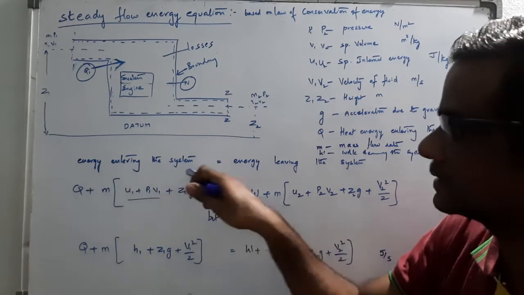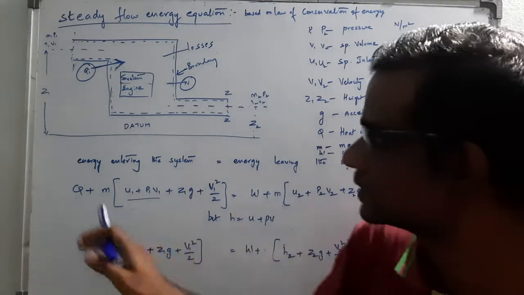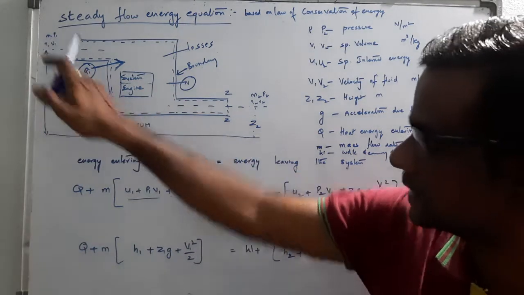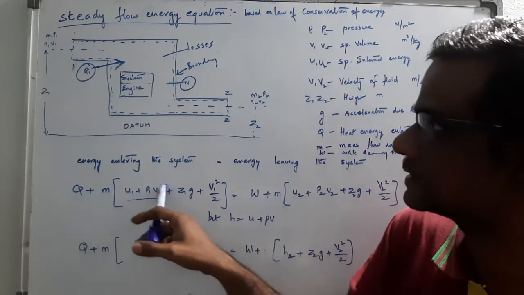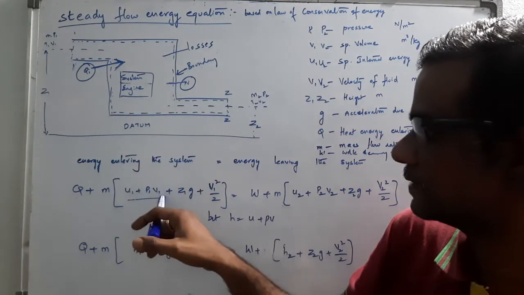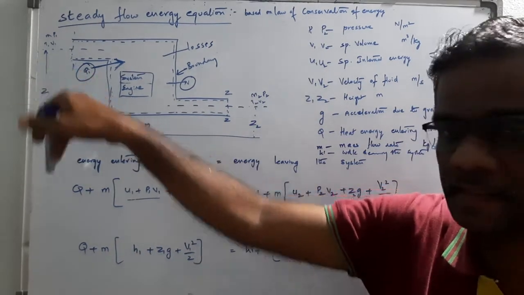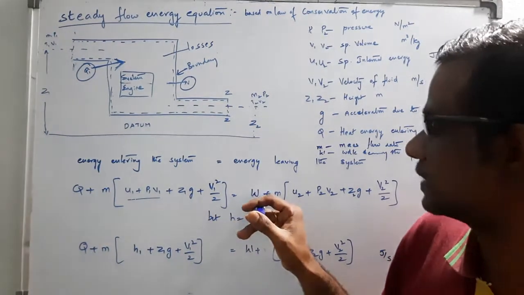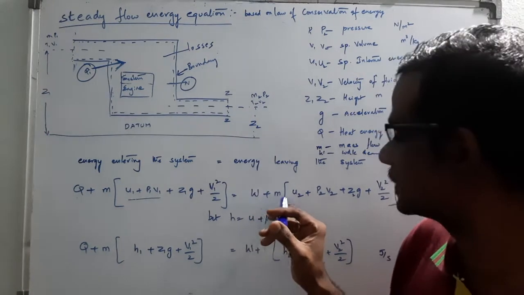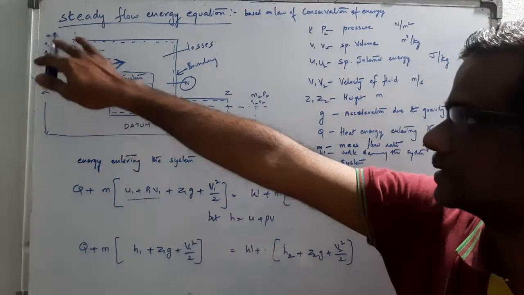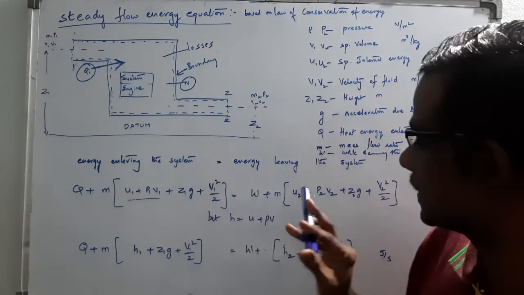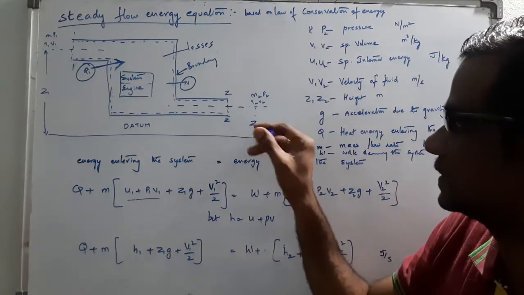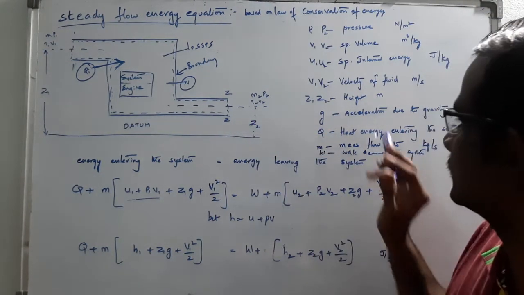So energy entering the system equals energy leaving the system. Energy entering as heat, where Q stands for heat, plus mass m1 times u, where u stands for internal energy, whereas P1 and V1 are pressure and volume. Z is the elevation or height, g is acceleration due to gravity, and V is the velocity. Then W is the work leaving the system, plus mass with the same parameters. Here u are the initial parameters and these are the final parameters: internal energy u2, pressure P2, volume V2, Z2 is the elevation or height, and V2 is the velocity.